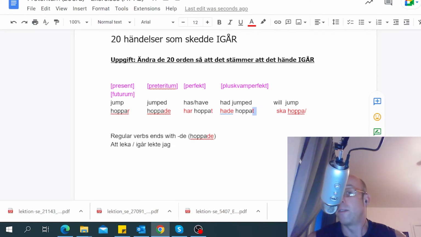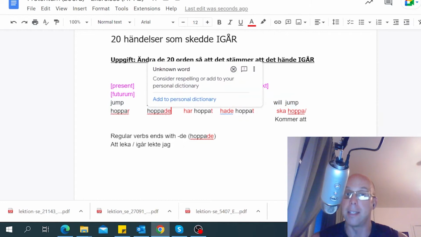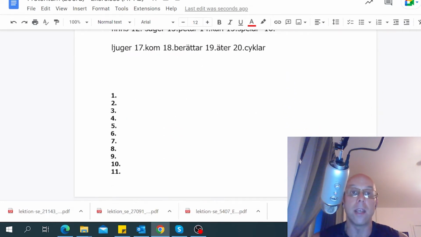Then of course we have the future, ska hoppa, will jump, or going to. I'm going to jump, jag kommer att. So we have both forms in Swedish to express the future. But the important here for today is preteritum, the past tense, that takes the de in the regular form. Okay, so let's do some exercises together.